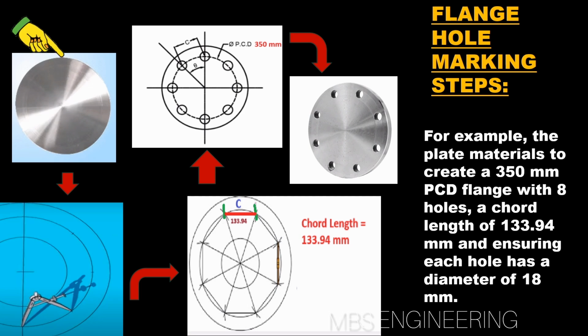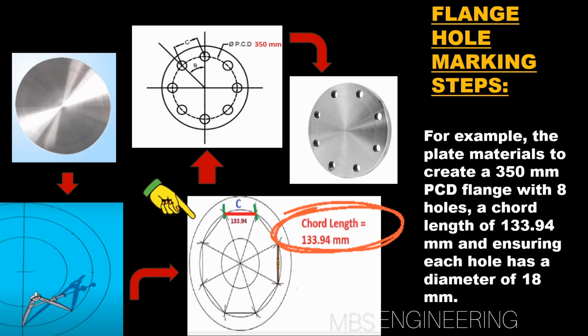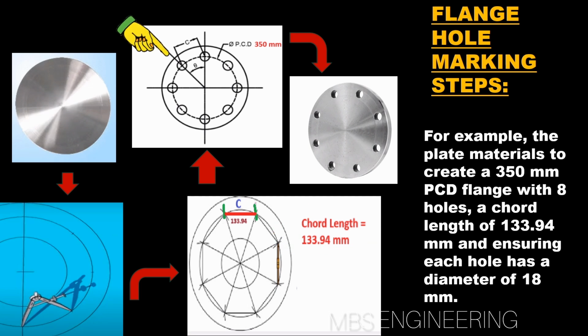The first step involves cutting plate materials to create a flange. The second step involves marking the pitch circle diameter at 350 mm. The third step involves dividing the pitch circle circumference by 8 using a chord length of 133.94 mm. The fourth step involves marking the 8 numbered points with a center punch and marking each point with an 18 mm hole diameter. The fifth step involves converting the 8 numbered holes into a blind flange with an 8-hole arrangement.